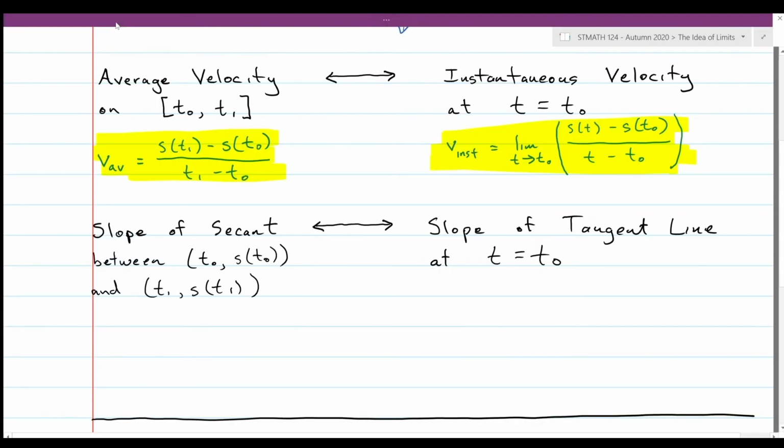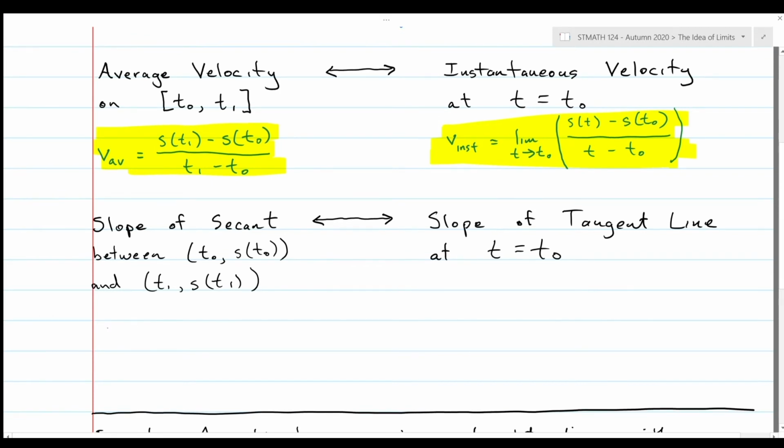the average velocity is really just the same thing as the slope of the secant. And remember, we had this notation m secant. So that line that goes from t0, S of t0 to t1, S of t1 has that same formula, S of t1 minus S of t0 over t1 minus t0, that you have for the average velocity.